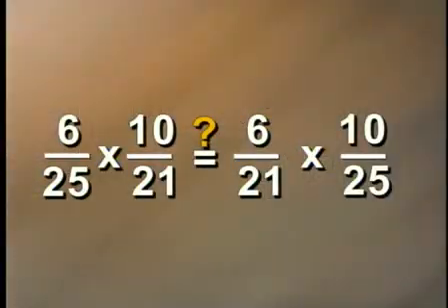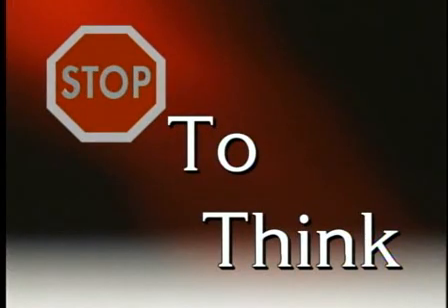So if you look at the next visual, we are asked a question. 6/25 times 10/21. Is that equal? Notice there's a question mark over the equal sign. Is that equal to 6/21 times 10/25? If it is, why is it? If it isn't, why is it not? Stop the tape, think about it, and come on back and we'll discuss it.